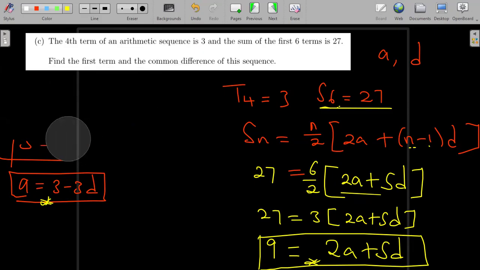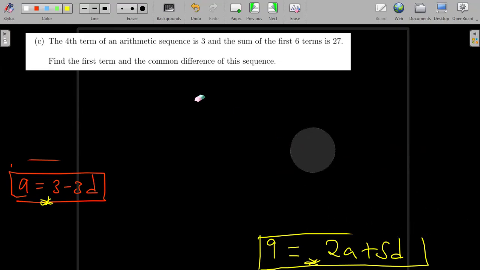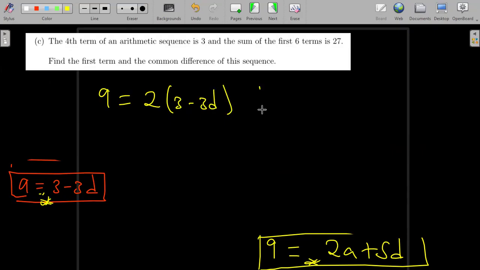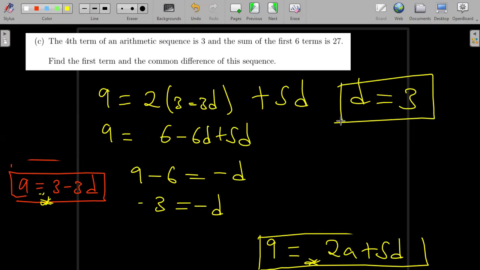Okay, so we can clean the other things here. Remember, I'm using this one: 9 is equal to 2, but a is equal to this. So 3 minus 3d plus 5d. So 9 is equal to, this one here will be 6 minus 6d plus 5d, which will be 9 minus 6 is equal to minus 6d plus 5d, it's minus d. And then here, I'm going to get minus 3 is equal to minus d. So it means d will just be equal to 3. So our d is 3.